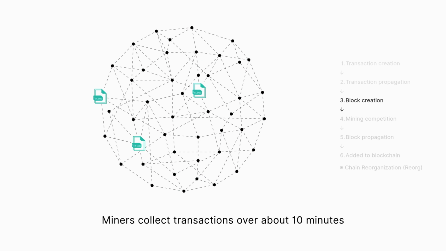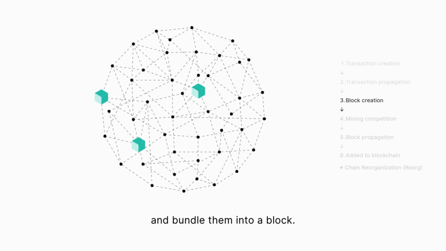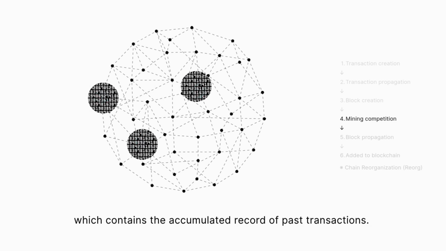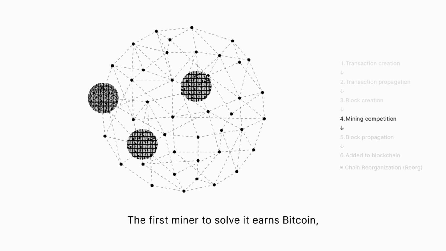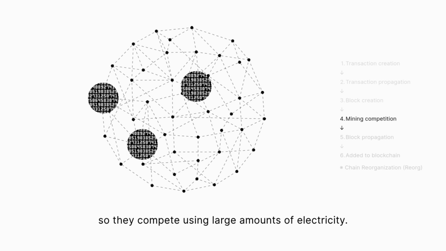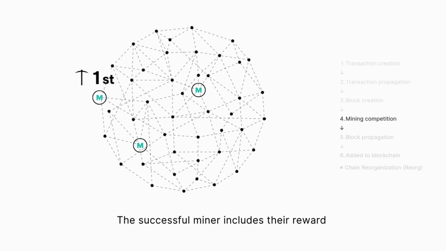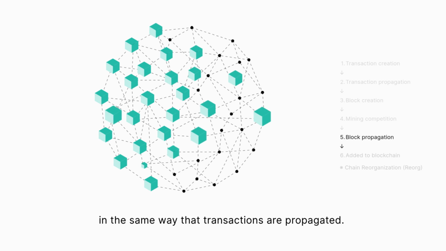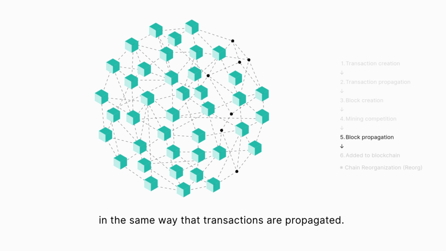Miners collect transactions over about 10 minutes and bundle them into a block. They then compete to solve a mathematical puzzle that combines this block with the blockchain data, which contains the accumulated record of past transactions. The first miner to solve it earns Bitcoin. So they compete using large amounts of electricity. The successful miner includes their reward and broadcasts the newly found block across the network in the same way that transactions are propagated.